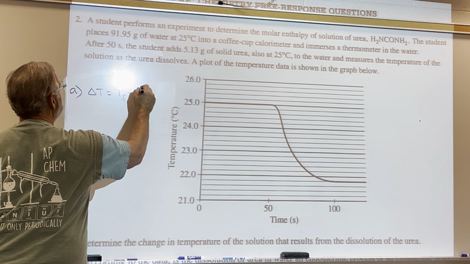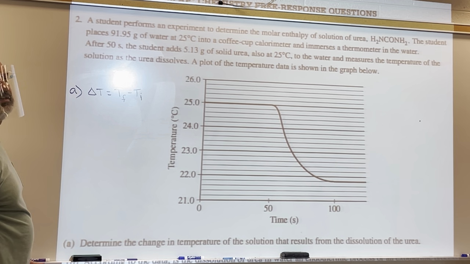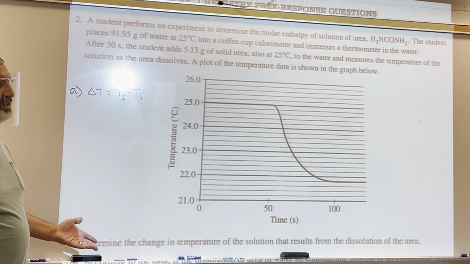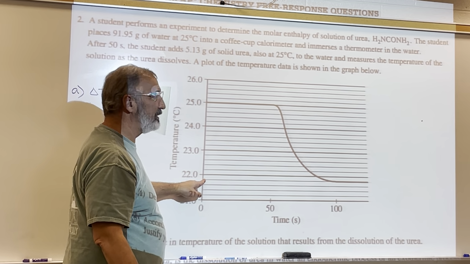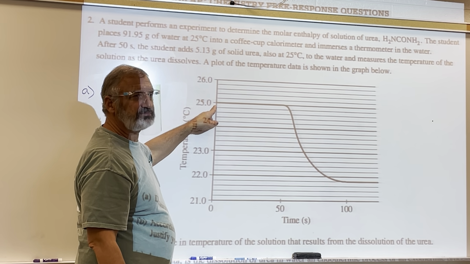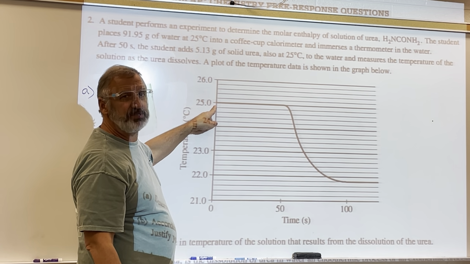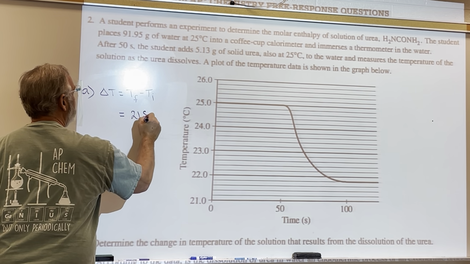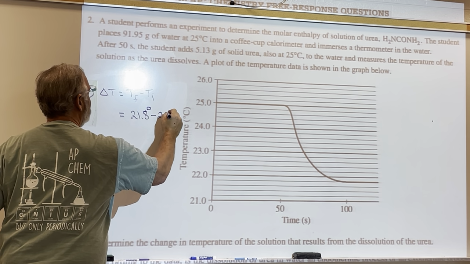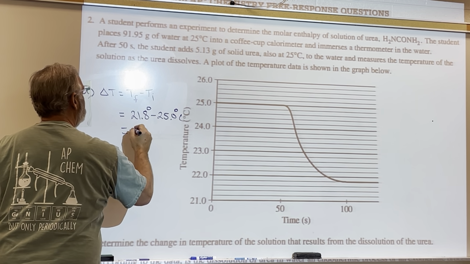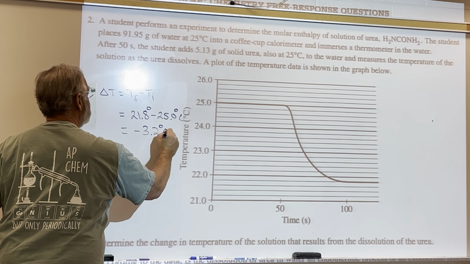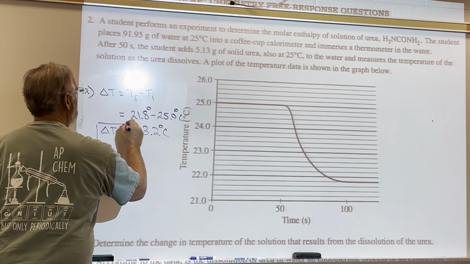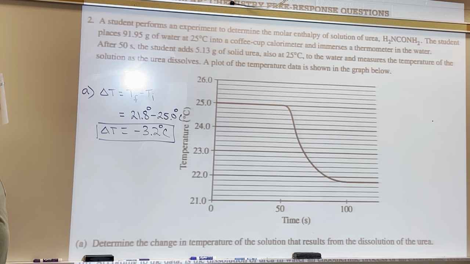And this year, several of my students missed this because of a simple thing. Obviously the difference is going to be 21.8 to 25. Okay? So that's going to be 3.2 degrees. But it's got to be T final minus T initial, so it's got to be 21.8 minus the 25. So it's going to equal negative 3.2 degrees Celsius.